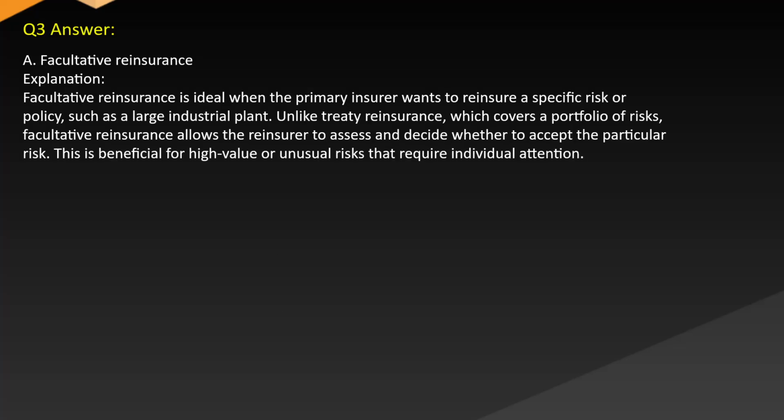Answer: A. Facultative reinsurance. Explanation: facultative reinsurance is ideal when the primary insurer wants to reinsure a specific risk or policy, such as a large industrial plant. Unlike treaty reinsurance, which covers a portfolio of risks, facultative reinsurance allows the reinsurer to assess and decide whether to accept the particular risk. This is beneficial for high-value or unusual risks that require individual attention.